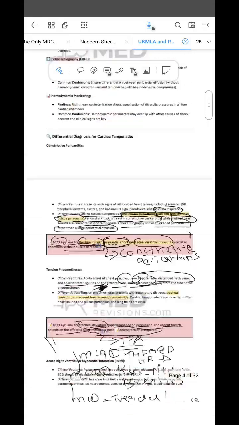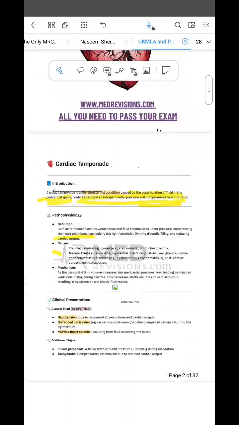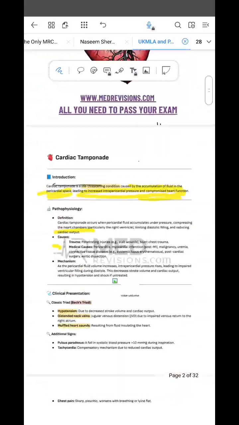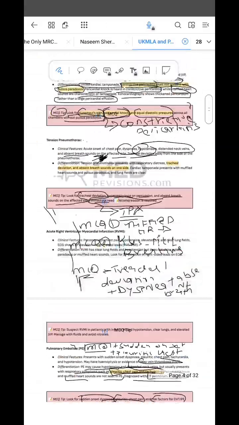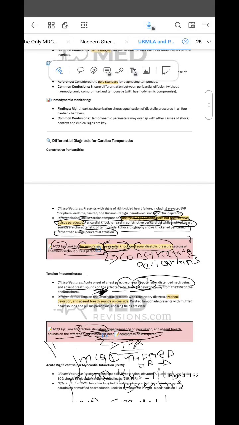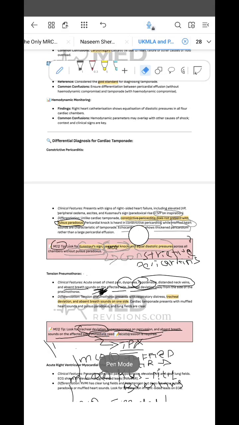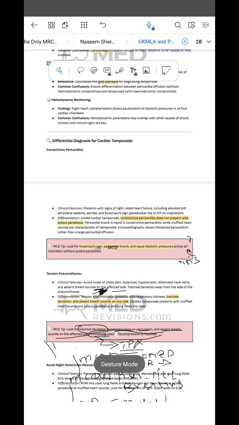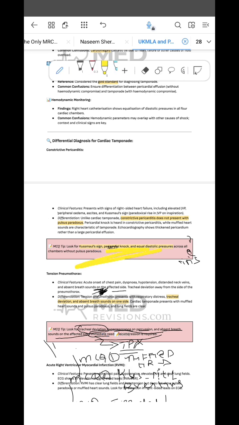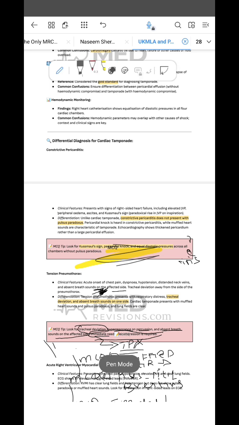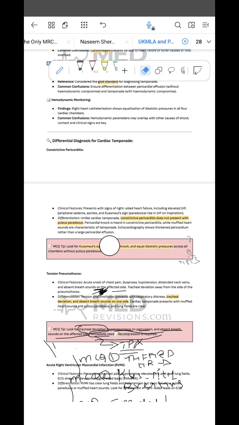So that's it. Now, what is the treatment and differential diagnosis? Let's come to the differential diagnosis. What is constrictive pericarditis? In constrictive pericarditis, we see a Kussmaul sign. What is the Kussmaul sign? It is a raised JVP on inspiration. So pericardial knock, Kussmaul sign, and pericardial knock across all chambers, without pulsus paradoxus.